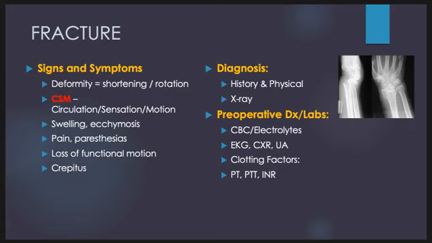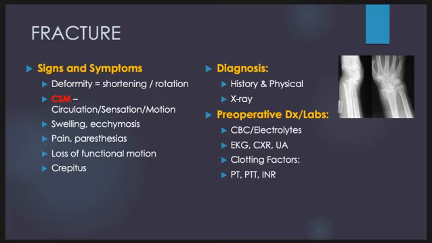Signs and symptoms of fractures are usually deformity of the affected area. There may be changes in circulation, sensation, and motion. This is the CSM, as well as swelling, ecchymosis, bruising, and pain. Some may have numbness and tingling of the distal portion of that extremity. There may also be loss of function, which would include a lot of pain with movement.